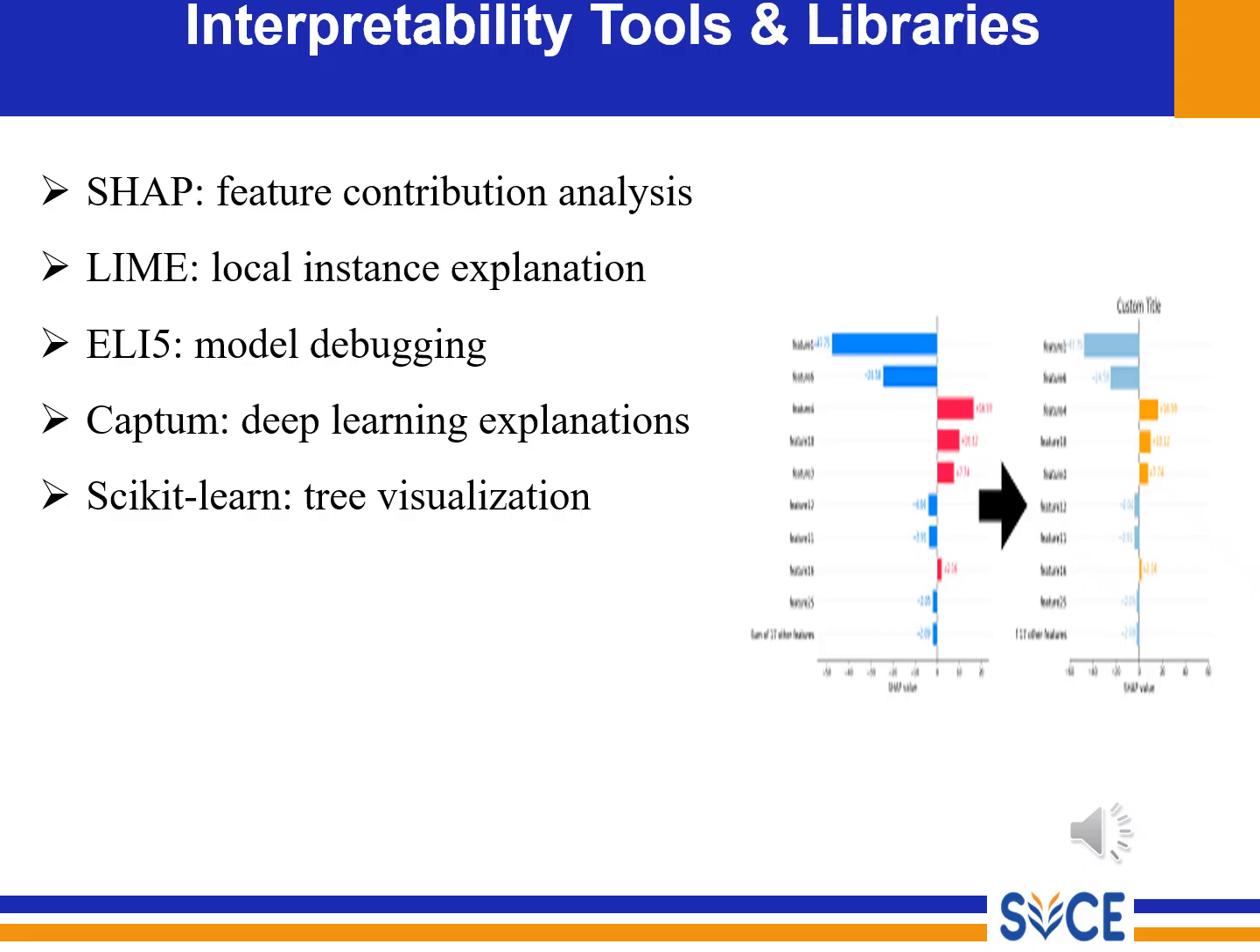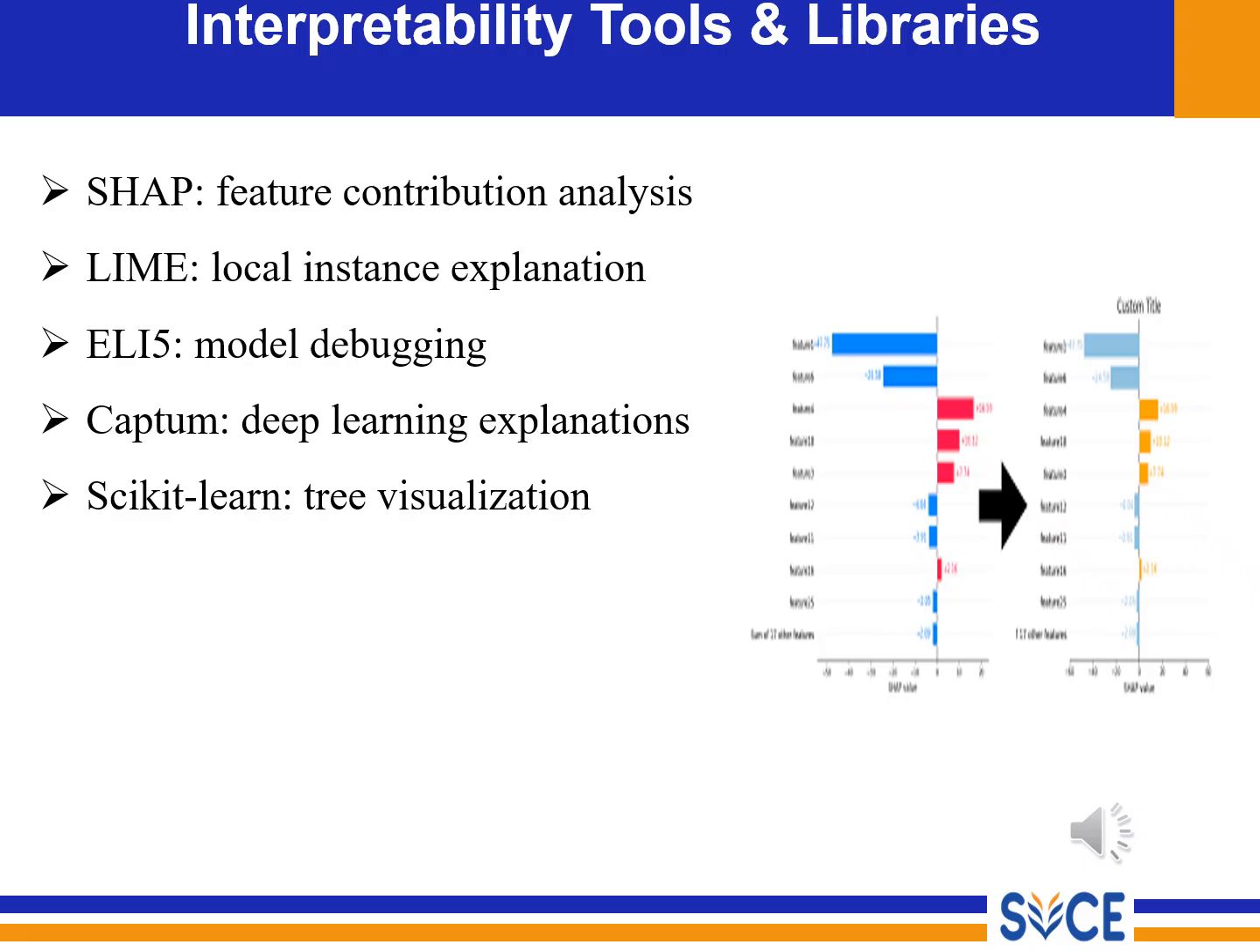It shows which features are pushing the prediction in which direction. Then Captum, developed by Facebook. Okay, already you know Meta. So Captum is specifically used for deep learning explanations, especially for PyTorch models.